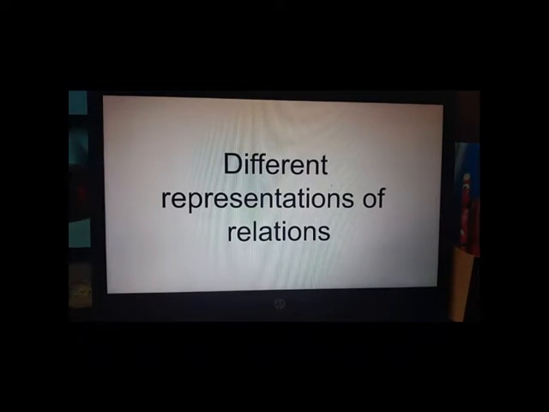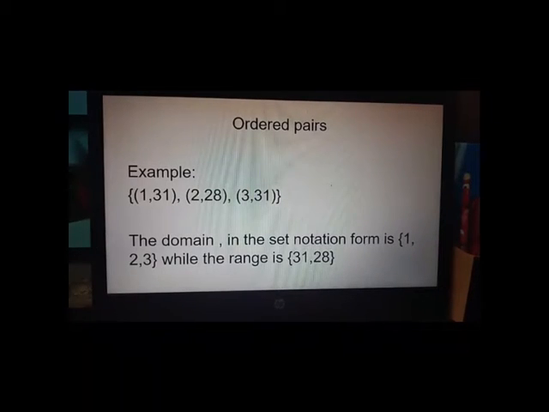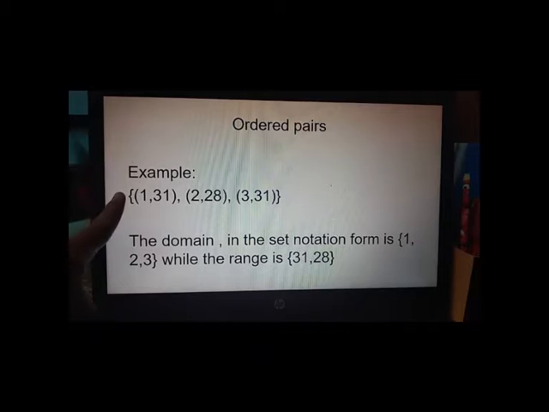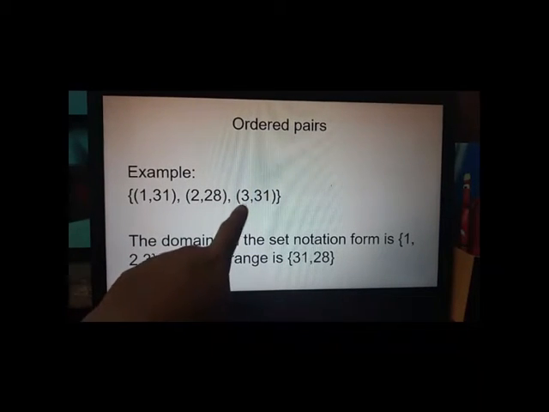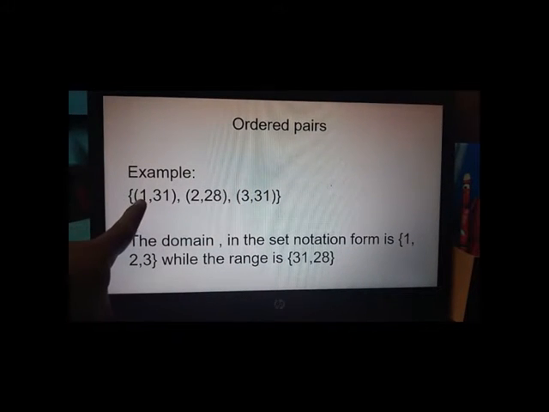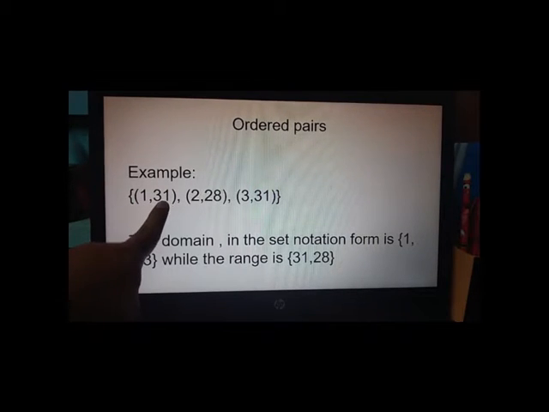And there are different representations of relations. This was already introduced to you during your grade 8. So here we have ordered pairs. The first representation of relation is the ordered pair. We have here an example of an ordered pair: (1, 31), (2, 28), (3, 31). Usually the first value is our x and the second value is our y.